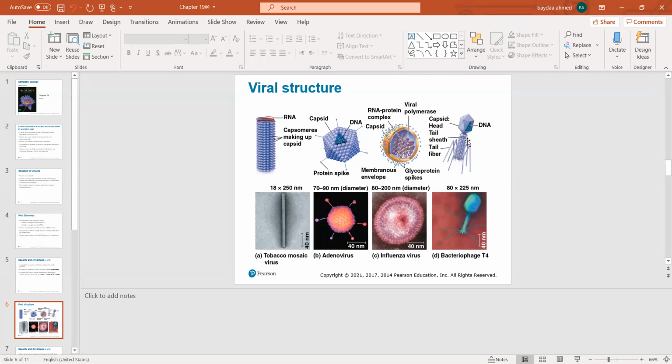In part D, we have a bacteriophage. A bacteriophage has a complex capsid consisting of an icosahedral head and a tail apparatus, consisting of the tail sheath, which is slender, and tail fibers. Those are tail fibers. The double-stranded DNA is housed in the head.